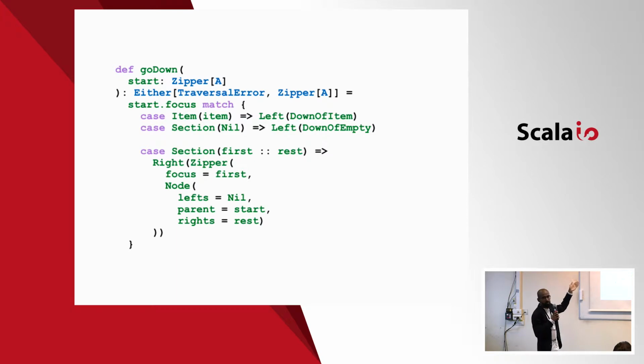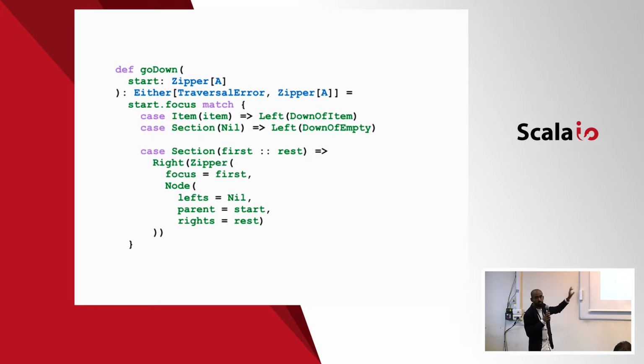So it's an operation on a zipper at any particular focus. The first thing you notice is that it returns an Either. So these are fallible operations. You cannot go down from a leaf node. You cannot go down from an empty section, right? So those return Lefts, failures. And if it's a valid non-empty section, then we can go down to the first element in that section, right? So essentially, we take the section, we disassemble the subtrees in that section. We take the first subtree, and we make it the focus of our new zipper. And we take the rest, and we make it the list of rights of that zipper, right?